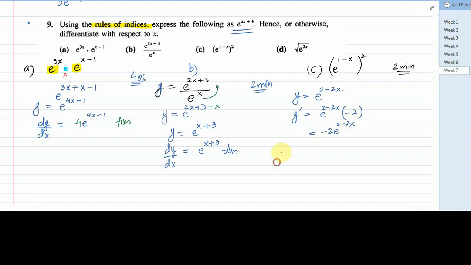And then the last part D, it says under root e to the power 3x. Again you have a time of 90 seconds to start.